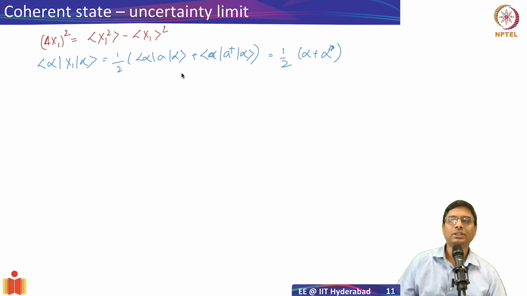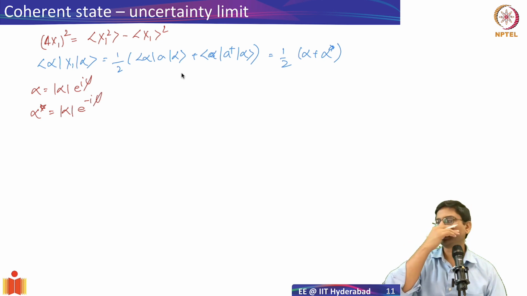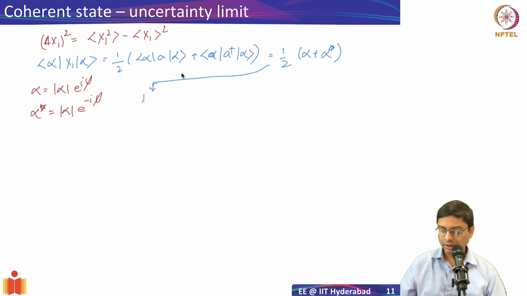Because conjugate, A dagger operating on alpha will give me conjugate of alpha. Remember, our definition was that alpha equals mod of alpha e to the power i phi. So alpha star has the same length, but with minus i phi, the conjugate essentially. Now, if I use that in my expression here, this is going to be equal to half mod of alpha times exponential i phi plus exponential minus i phi. So clearly this is equal to alpha times cos phi.